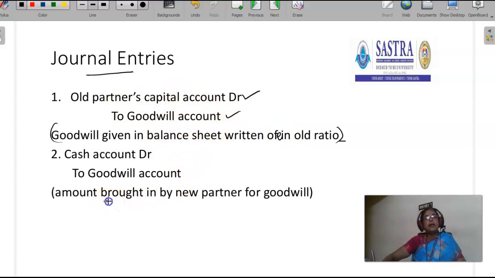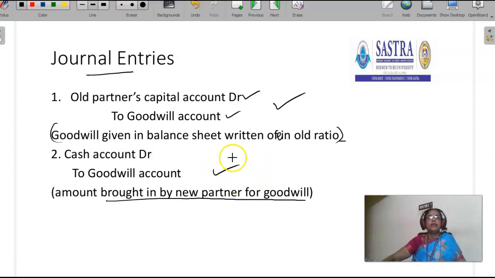And the second one, amount brought in by new partner for cash. He brings cash for goodwill. So for that, if a new partner brings cash for goodwill, then the entry would be cash account debtor to goodwill account. The first entry is written off the goodwill which is in the balance sheet. Second entry is new partner brings cash for goodwill. For that we have passed second entry.